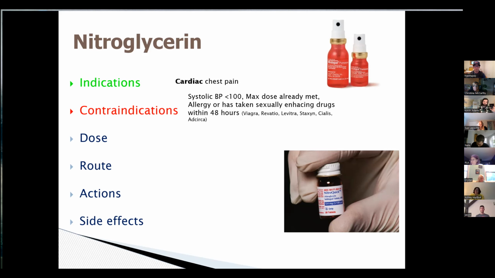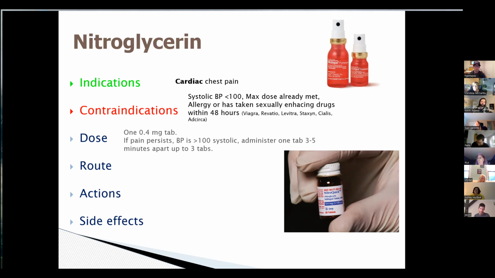But this is when we need to do a very thorough assessment to make sure that we're not going to give this to somebody and cause an issue, right? So we need to make sure that their systolic blood pressure is above 100. So we got confused last time. It's a contraindication if the systolic blood pressure is below 100. So it needs to be above that 100 systolic. They can't have already taken 3 pills of nitroglycerin, 0.4 milligrams that day, or they cannot have taken a sexually enhancing drug within 48 hours. And those are just some listed examples.